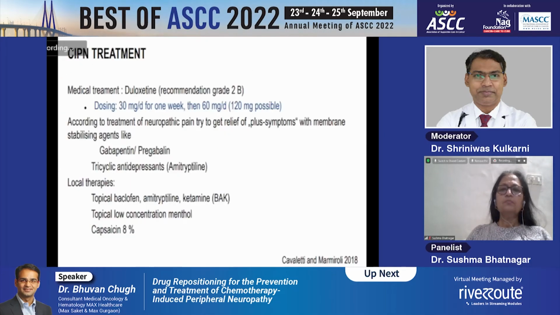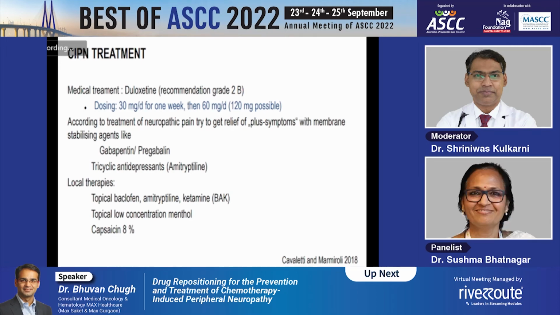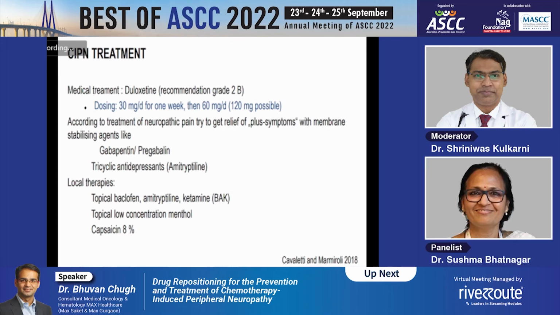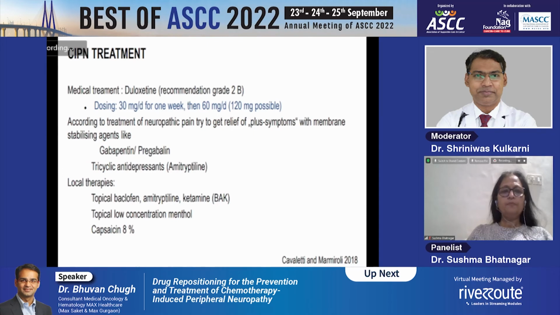Next slide, please. So we often manage these patients by starting duloxetine or pregabalin or gabapentin, and according to the treatment of the neuropathic pain, try to get relief of plus symptoms with membrane stabilizing agents such as gabapentin or pregabalin, TCAs. Local therapy: topical baclofen, amitriptyline, ketamine, topical low concentration menthol or capsaicin. Sushma ma'am, how effective are these local therapies in the management of peripheral neuropathies?